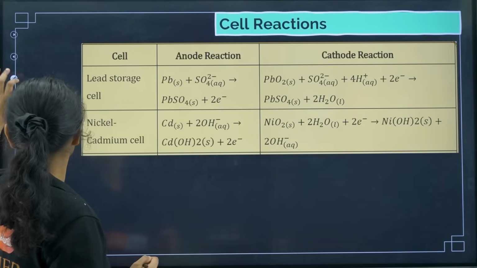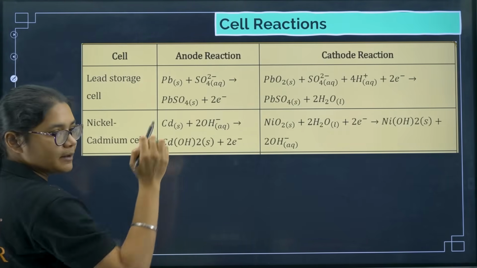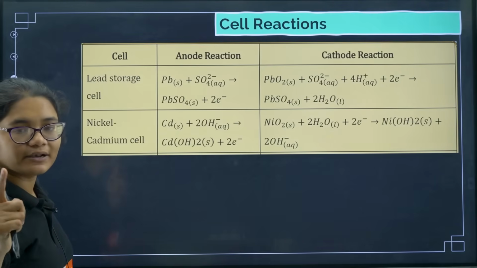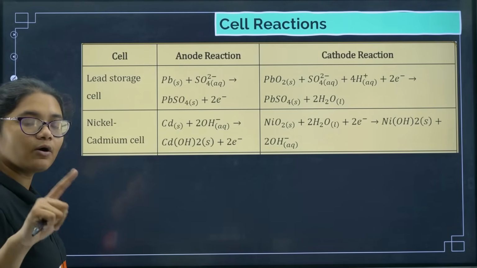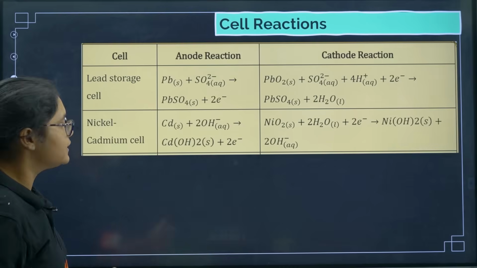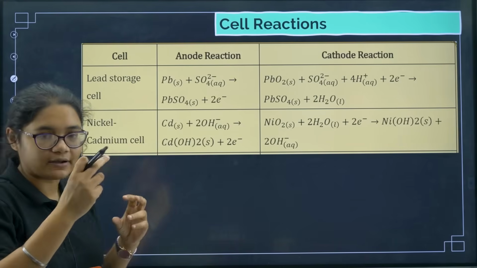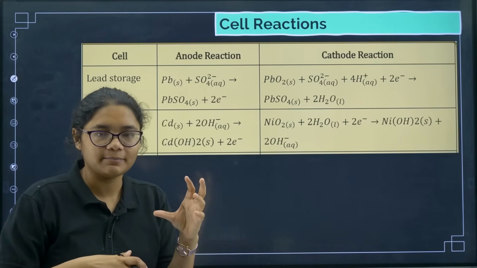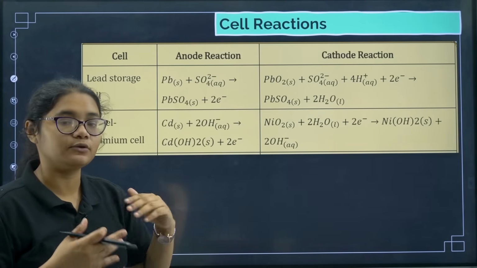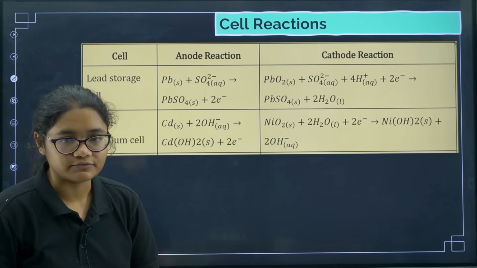So lead reactions you should remember. At the anode, lead is oxidized to lead sulfate; at the cathode, lead oxide is reduced to lead sulfate. This reaction happens when the battery is used. When you recharge the battery, because these are secondary batteries, the reaction reverses.